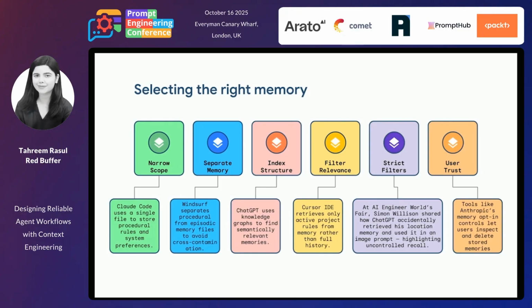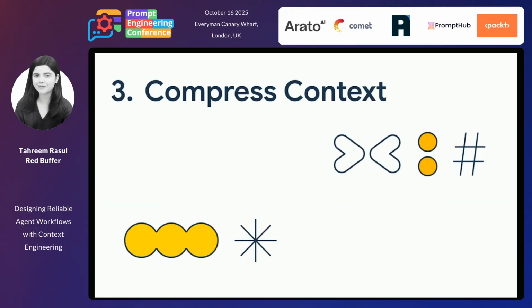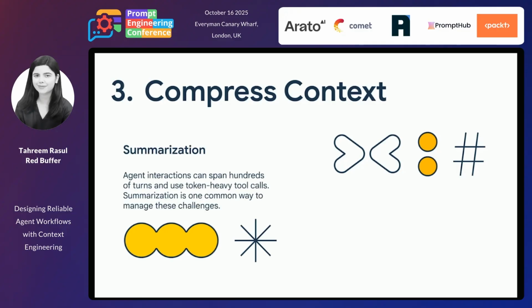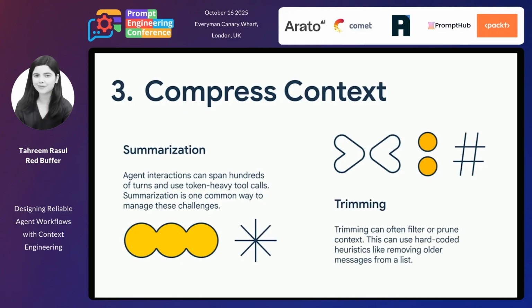And when we talk about filtering for relevance, I think it's a good point to segue into the third part, which is compressing the context. We have, once again, 2 ways that we can do this. Agent interactions can quickly get very long and very big. So summarization is one of the key ways that we can summarize stuff and keep everything in. And then the second way is around trimming. So we can prune the context and filter out information that perhaps we don't need, perhaps filtering out older messages from a list.